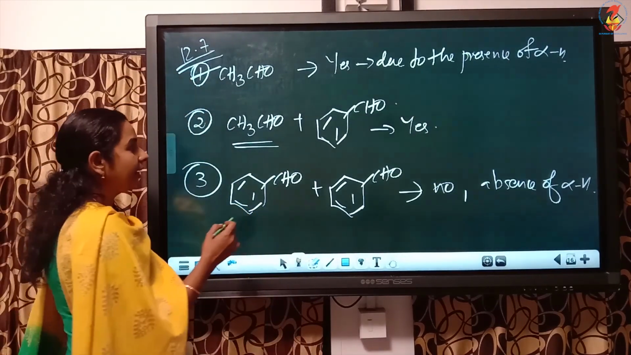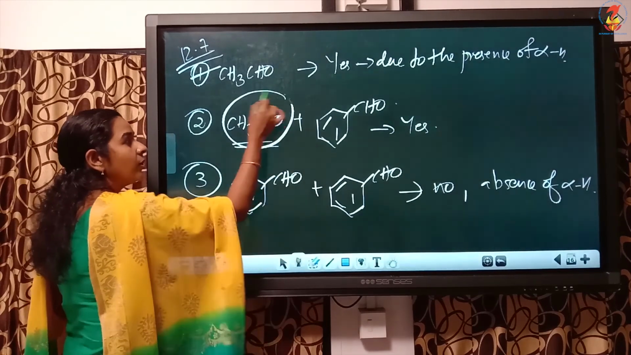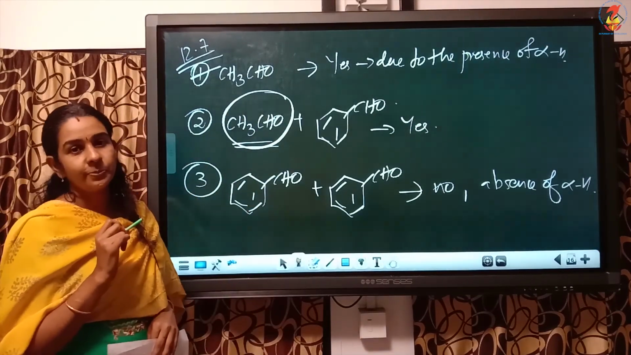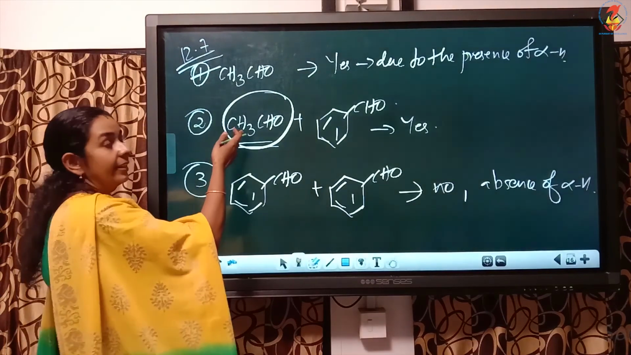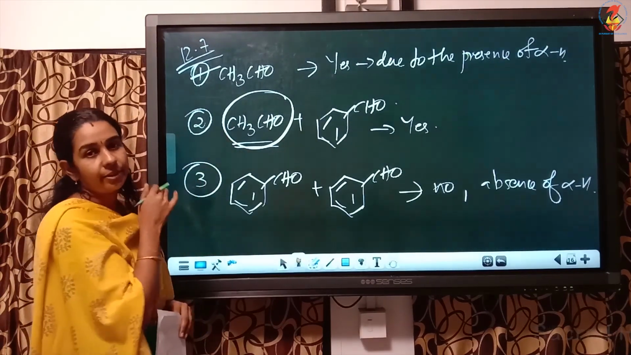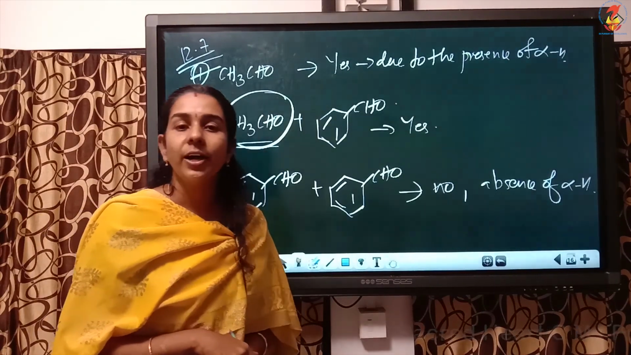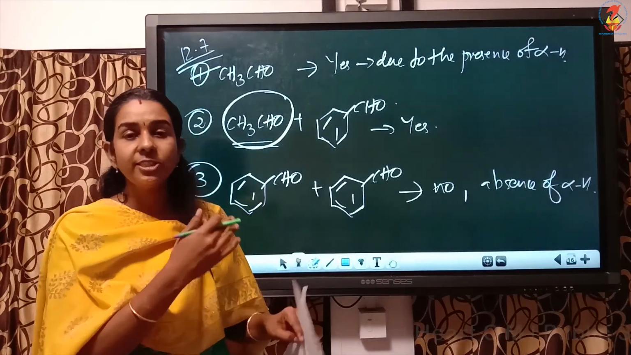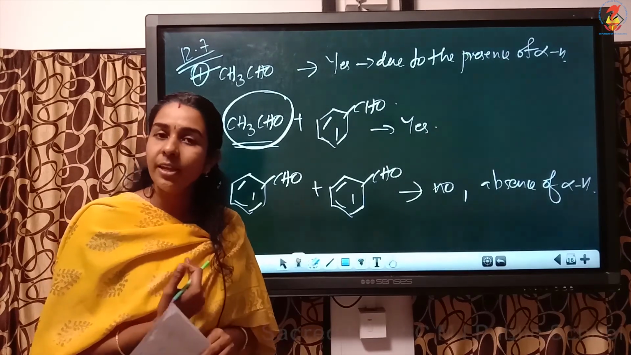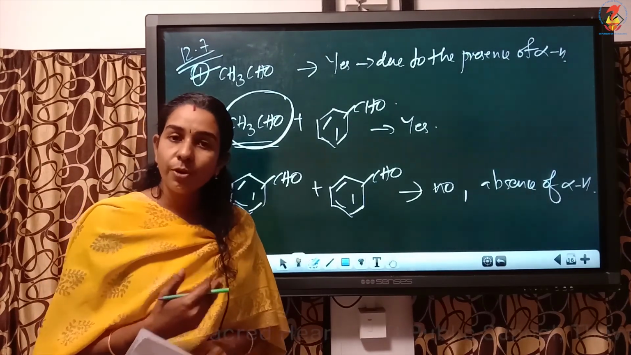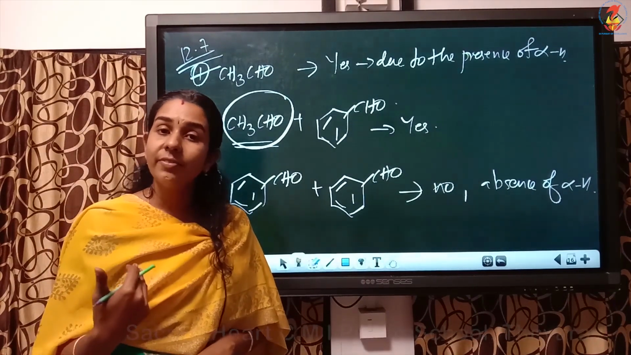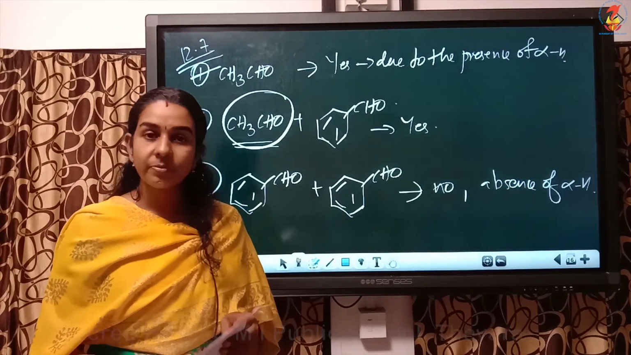Similarly, CH3CHO cannot undergo Cannizzaro also. The reason is there is alpha hydrogen, because the Cannizzaro condition is absence of alpha hydrogen. So these two reactions are very important in the complete the following sections and in the give reason sections also. Thank you.